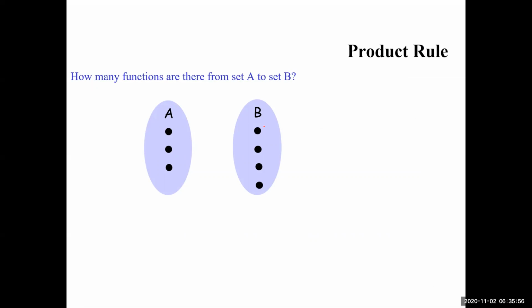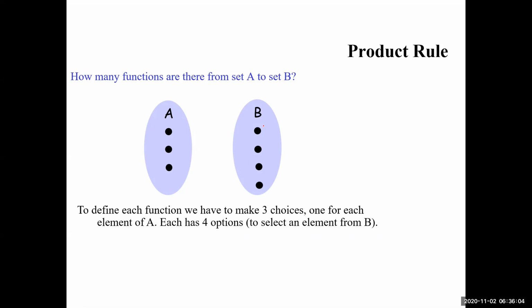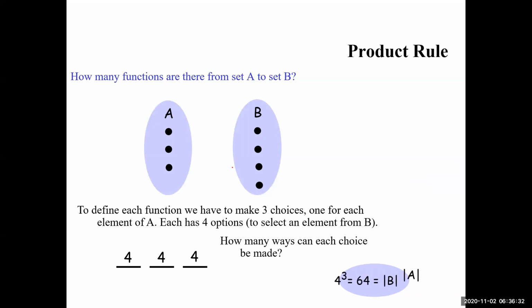How many functions are there from set A to set B? If you remember, function means there's a mapping from set A to set B. So there are 3 points in set A and each point has 4 options. So the first element will have 4 options. The second element will also have 4 options and the third also will have 4 options. There are 4 into 4 into 4 ways to do this. That is 4 cube, that is 64.